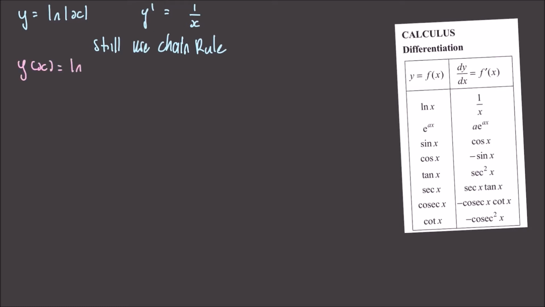So here's an example. Natural log of 2x. Well, the bit in the brackets is the 2x. So we're going to differentiate by going 1 over the bit in the brackets. That won't change. But then we multiply by the derivative of the brackets, which is 2. We can simplify this and get 1 over x.